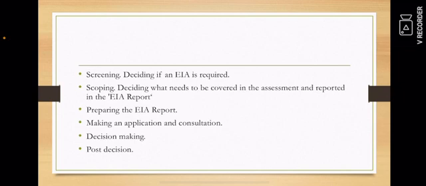Then identify the key impacts. After that, the prediction of the impacts, then evaluation and assessment of significance. Mitigation. Mitigation involves the introduction of measures to avoid, reduce, remedy, or compensate for any significant adverse impacts. Then public consultation and participation, after that EIA presentation.